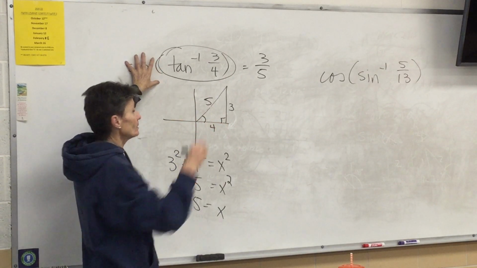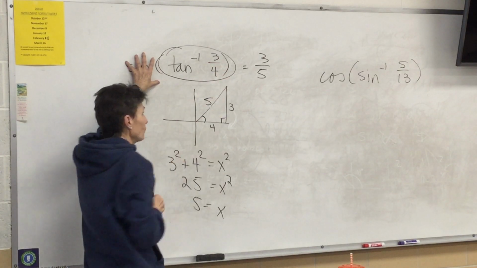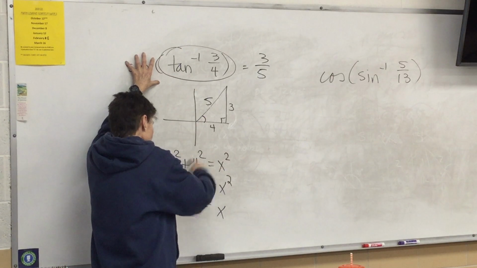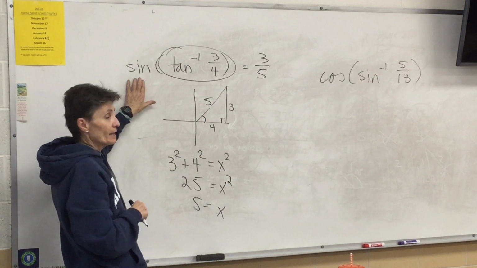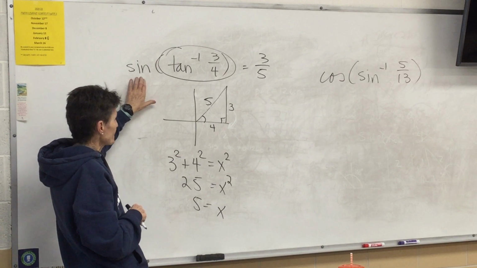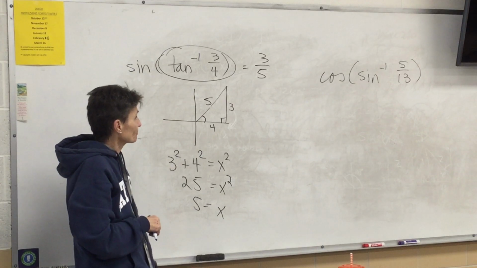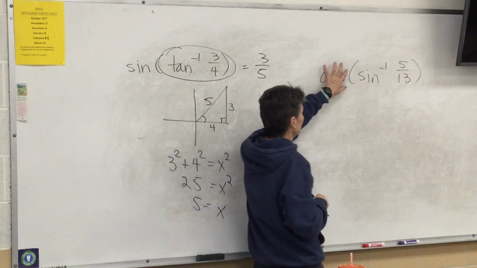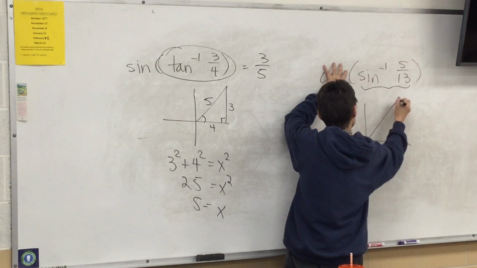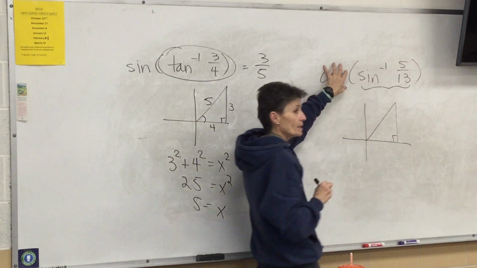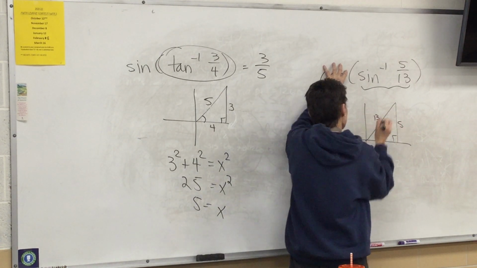So step 1, draw that angle. Opposite is 3, adjacent is 4. Do the Pythagorean Theorem, get the hypotenuse. Then answer the question, which is what's the sine? Opposite over hypotenuse, 3/5. All right, I'm going to do the same thing here. I'm going to start right here. So I'm going to draw my triangle. And the sine opposite over hypotenuse is 5/13.